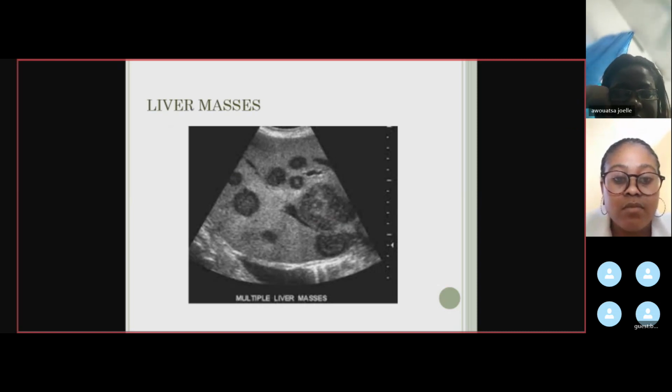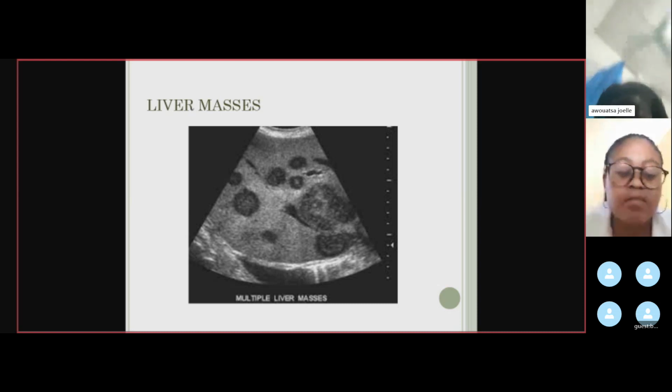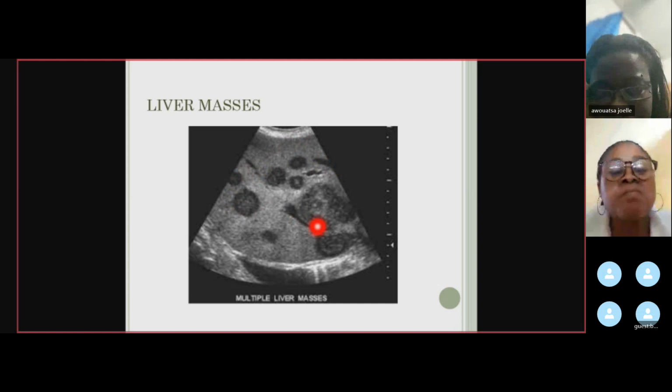This picture shows liver masses. Multiple different masses are there inside the liver.